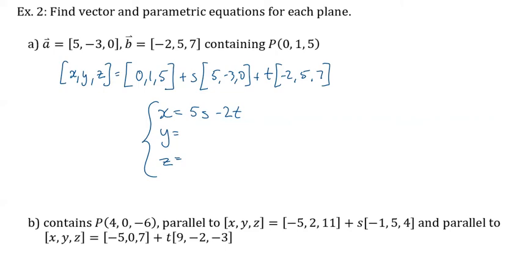Okay, and y will be 1 minus 3s plus 5t, and z will be 5 plus 0s plus 7t. And we might refer to this as like pi 1 or something, but you could call it p as well. Okay, so that was pretty easy. We were just given the items that we needed. This one's got a little bit more to it, I guess.